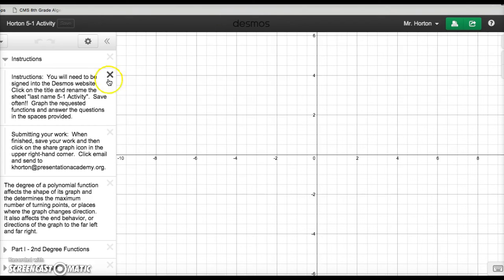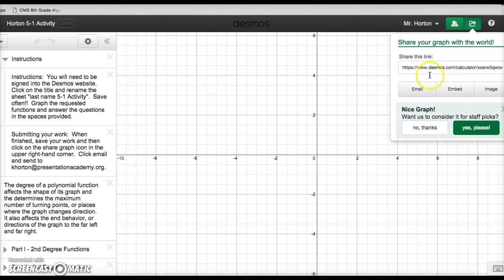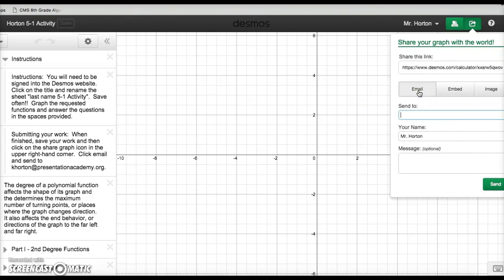What we're going to do is there's going to be several sections, and you're going to graph some functions and answer the questions for each section. When we're finished, we'll save our work, and then we will click up here on the share icon, and you will share it via email, and you will send it to my email address, khorton@presentationacademy.org, when we're finished.